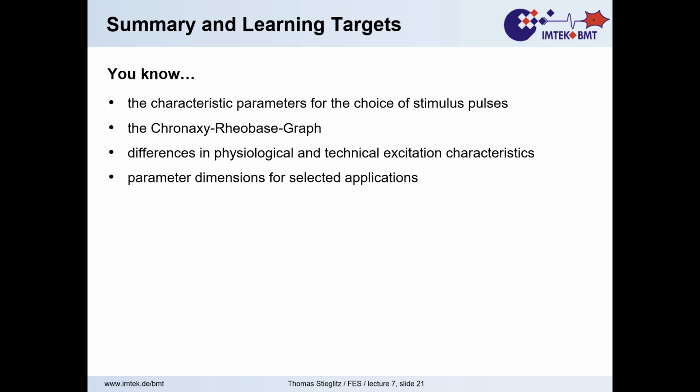As summary and learning targets, you should know the parameters of a stimulation pulse and discuss a little bit what that means, how it is named, how I can tweak around a little bit. The chronaxie-rheobase graph: what is that good for? What do I see, what don't I see? And what are the differences in physiological and technical excitation characteristics, and a rough rule-of-thumb range of values for the applications, so that you're not completely in the wrong parameter space. With that, I'm at the end for today.